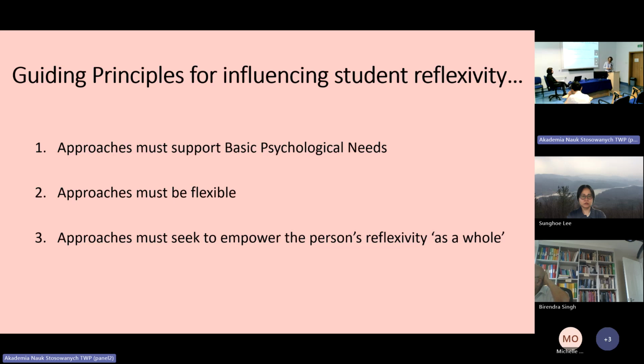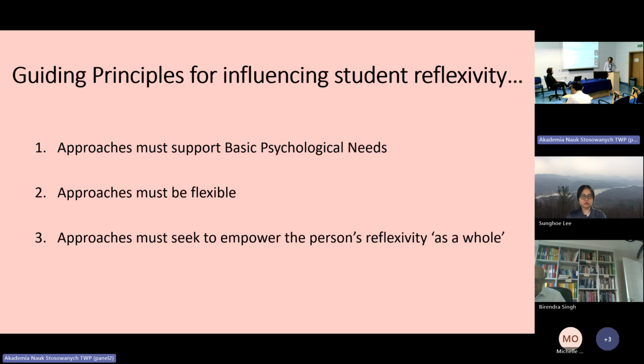So rather than focus on a specific mode, which we might need to do to empower a person's reflexivity, I think we always need to have a sense that we're trying to empower or influence a person's reflexivity as a whole. So taking into account not just one of the modes, but the other modes too.